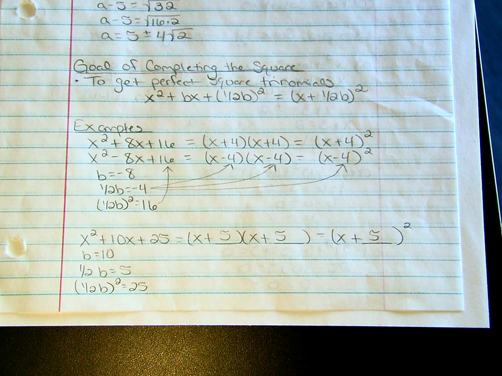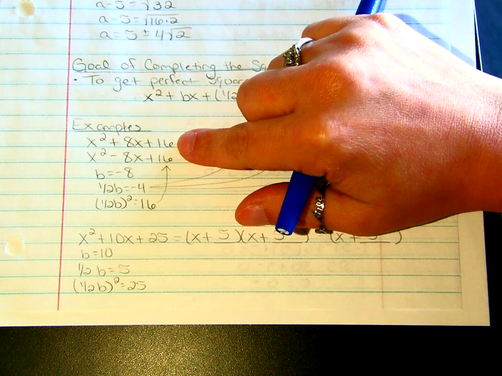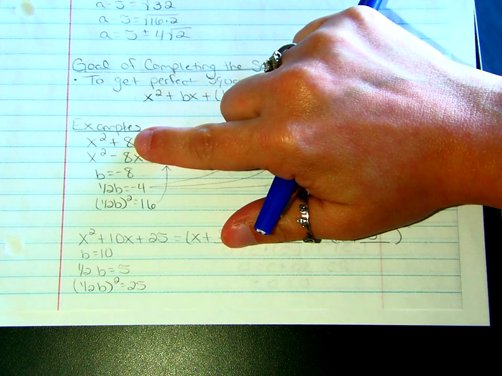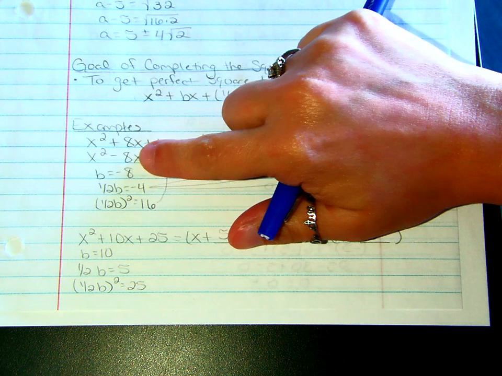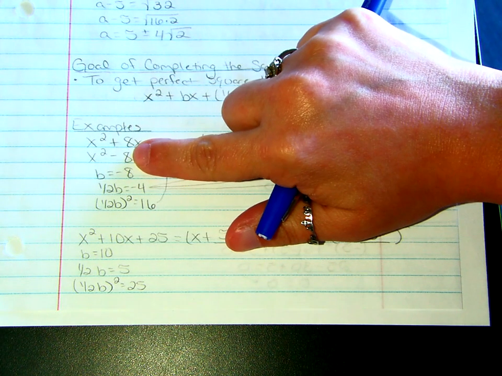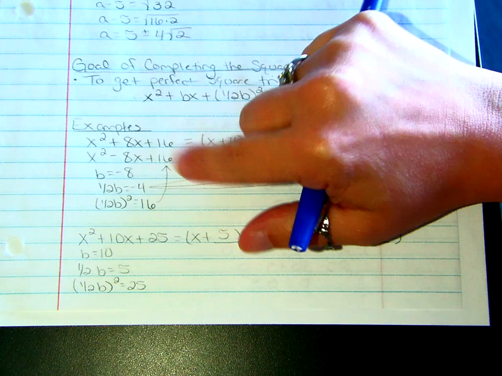x squared plus 8x plus 16, that is a perfect square trinomial. If I took half of 8, that's 4, and I squared it, that does give me 16. The same thing's true for negative 8. If I take half of it, that's negative 4. Negative 4 squared is 16. Both of these are perfect square trinomials.